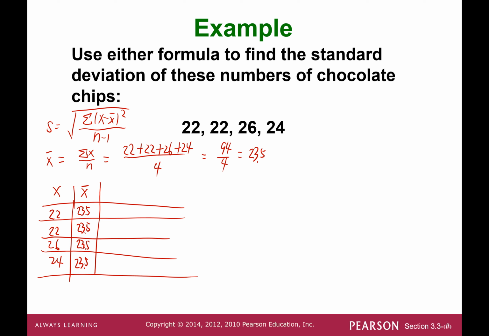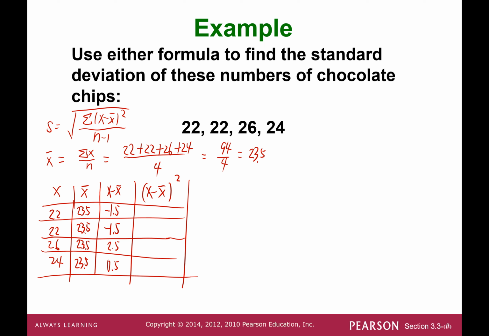So first step, we're going to calculate the difference, and after that we calculate the square. So x minus x bar first, then x minus x bar squared. Okay, so find the difference. 22 minus 23.5 is negative 1.5, negative 1.5. 26 minus 23.5, that's 2.5. And 24 minus 23.5 is 0.5.